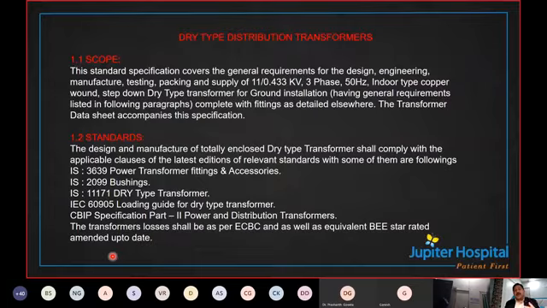Then, importantly, a lot of transformer losses happen. To avoid that, we have to have an ECPC or BEE star rated transformer. Whatever the star rating standards are, till date, we need to follow them, because this is very, very important. Otherwise, whatever we do, there will be huge energy loss and we are going to lose a lot of energy just because of not having a proper transformer. So these are the parameters we need to consider at the time of tender.